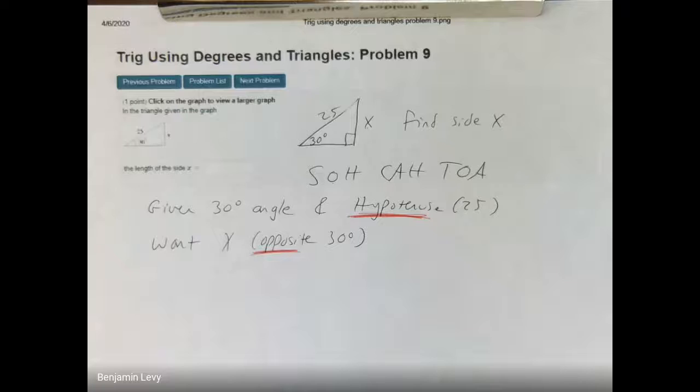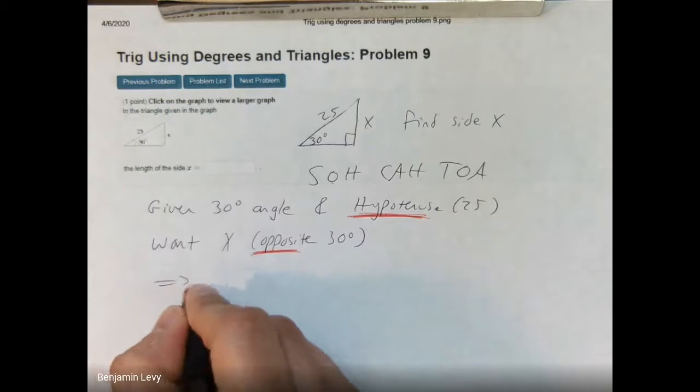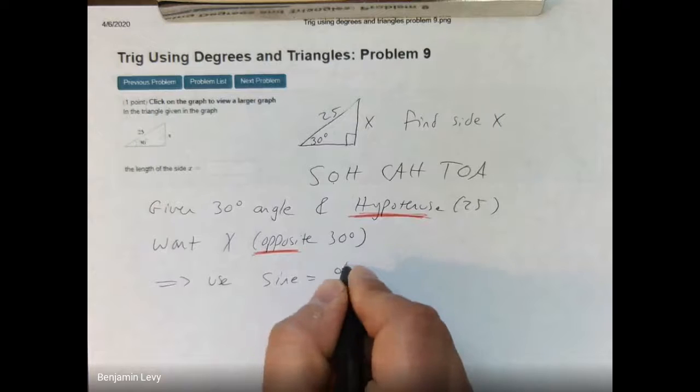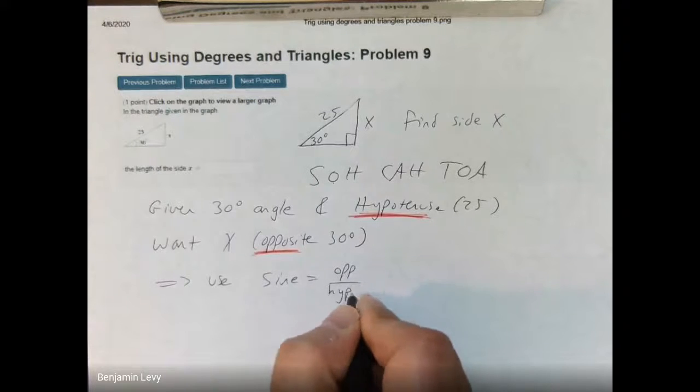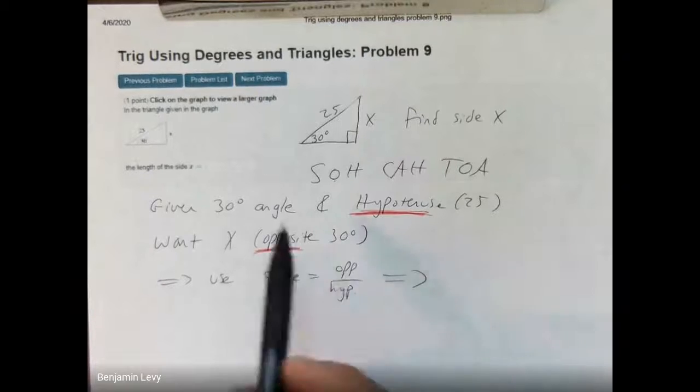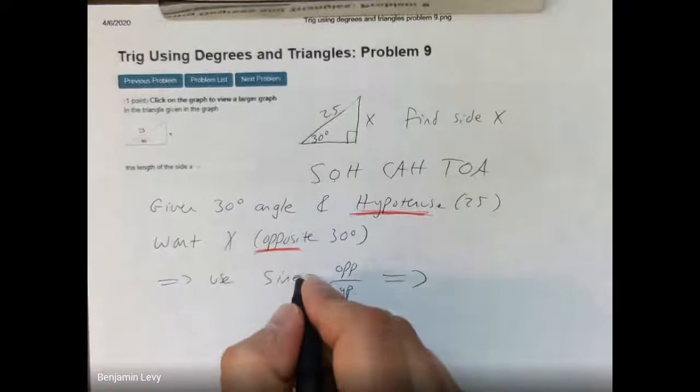Is that right? Yeah, it's the SOH part, exactly. So this is telling you to use sine because that uses opposite over hypotenuse. What you're doing is sine of the angle, so it's sine of theta. I should have written that here. So 25 over 30. Right, exactly.